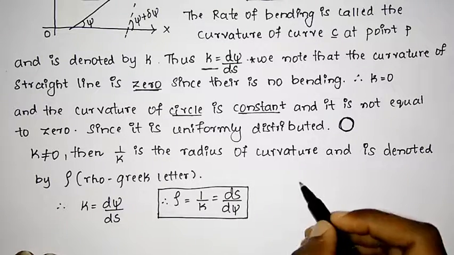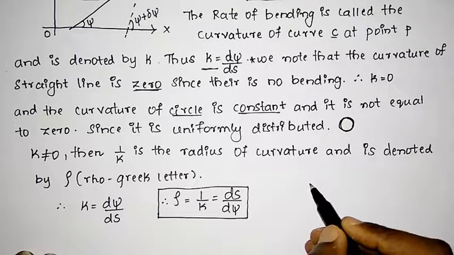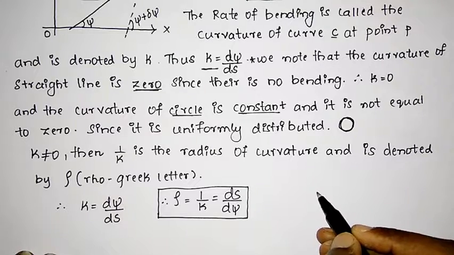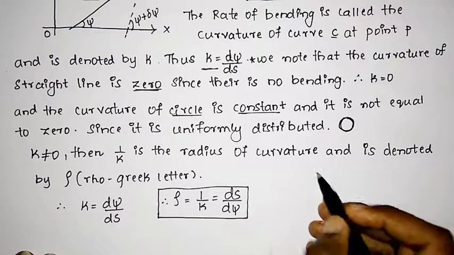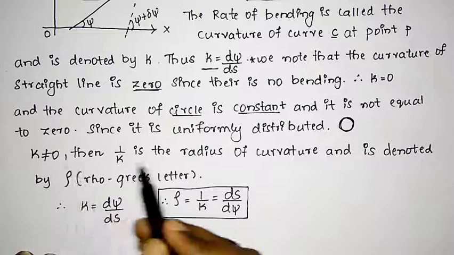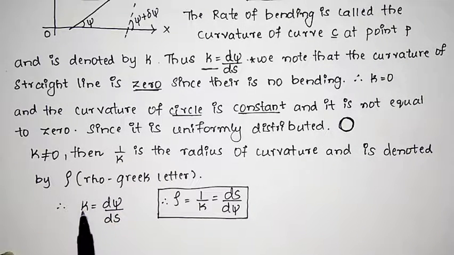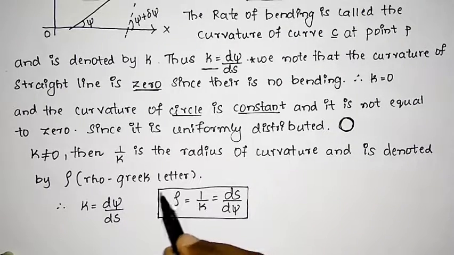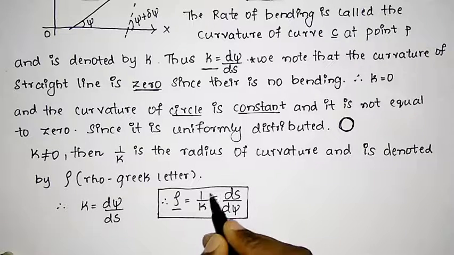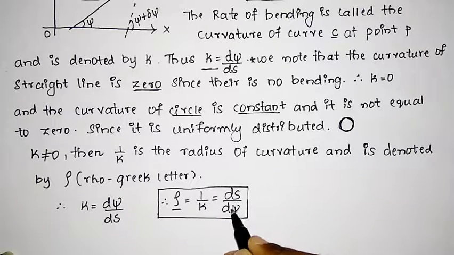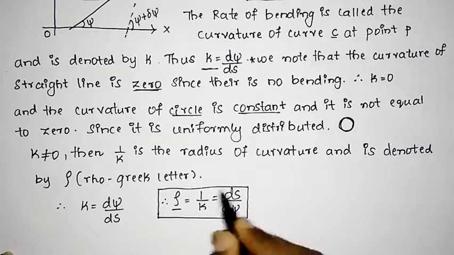So the curvature of any straight line is 0, and similarly the curvature of a circle is not 0, it is always constant. Therefore k is not equal to 0. The equation for the curvature is given by k is equal to d phi by ds. Then the radius of curvature will be the reciprocal of the curvature, so it will be 1 by k, and the radius of curvature is denoted by rho. Therefore, rho is equal to 1 by k, so it will be ds upon d phi. So this is the equation for the radius of curvature.